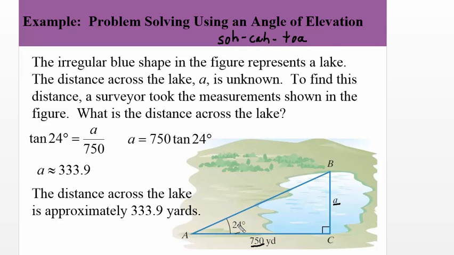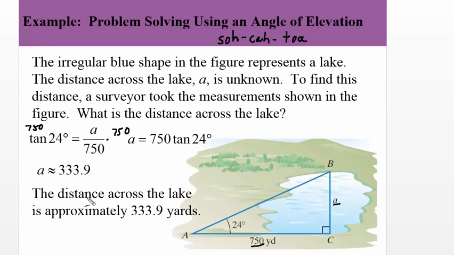Well, if you look at the 24 degrees, this is the opposite over the adjacent. That would be the TOA. So they've set up tangent of 24 degrees equals opposite over adjacent, A over 750. Multiply both sides by 750 here, and that'll give us A equals this. Use your calculator, go in degree mode. 750 times the tangent of 24 degrees.